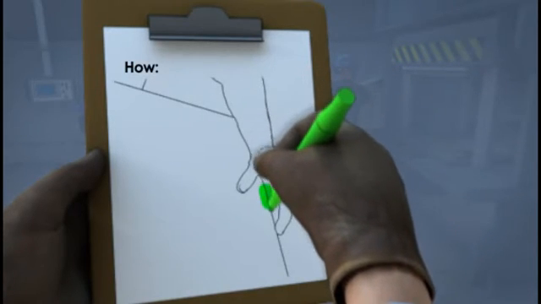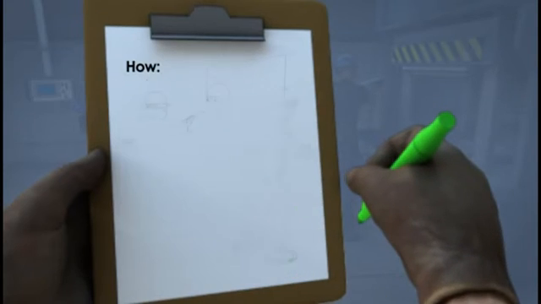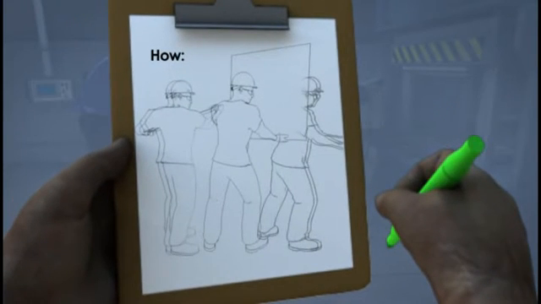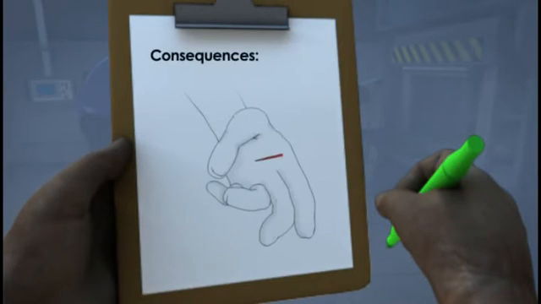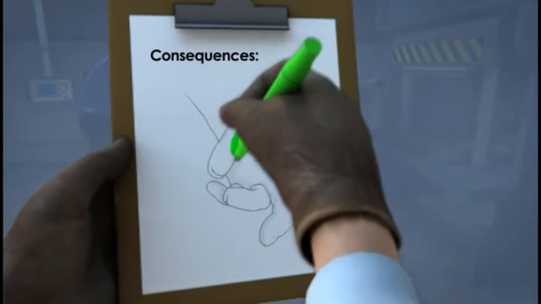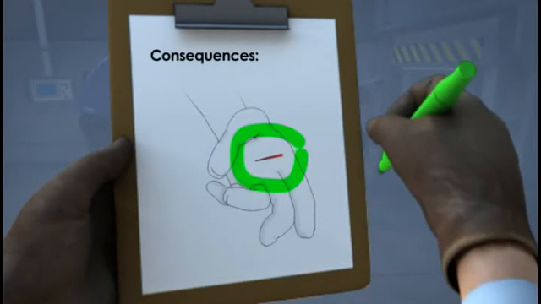This is a result of the sharp edge of the metal sheet. But another contributing factor is that the operator sometimes works quickly and doesn't look closely at what he's doing. Consequences? The operator can receive a significant cut as a result, and perhaps even get an infection.